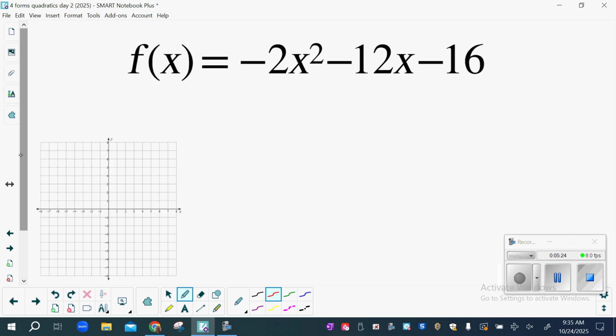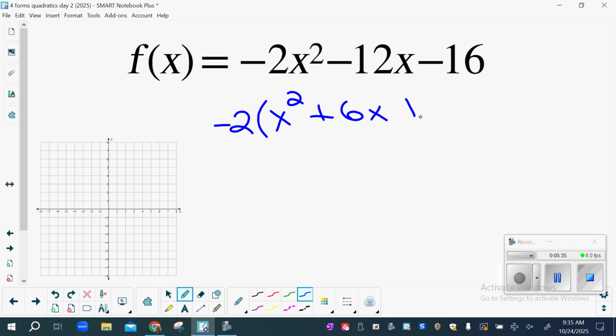It's going to make it so much easier to factor. So let's factor this. This is literally algebra 1. You know how to do this. The -2 comes out. X squared plus 6x plus 8. Guess what, lambs? Factor it. Put it in the parentheses. You know how to do it.